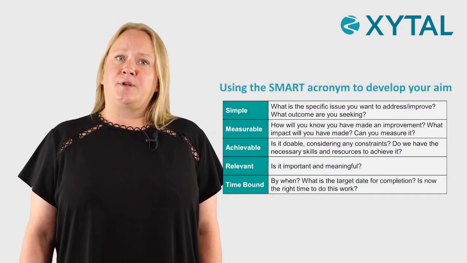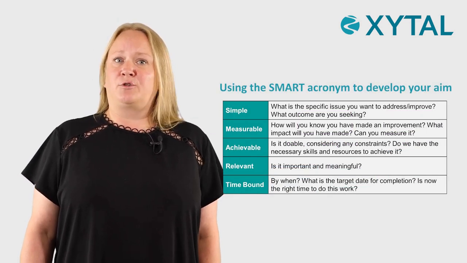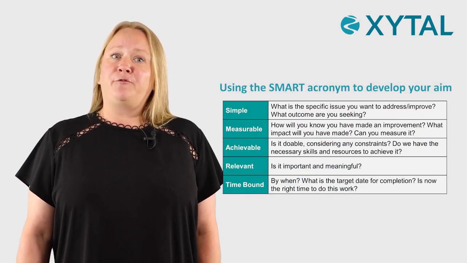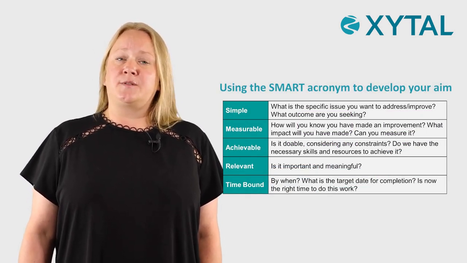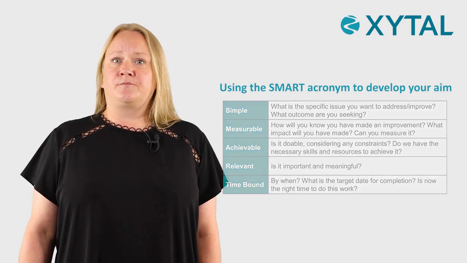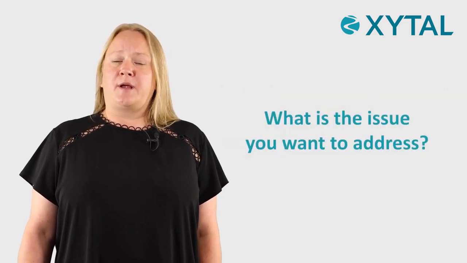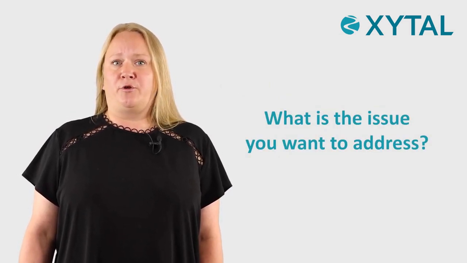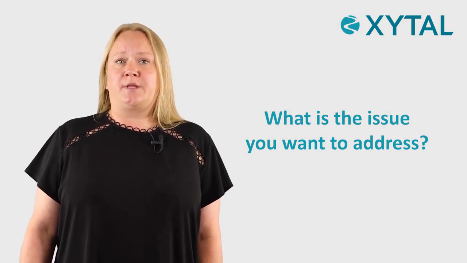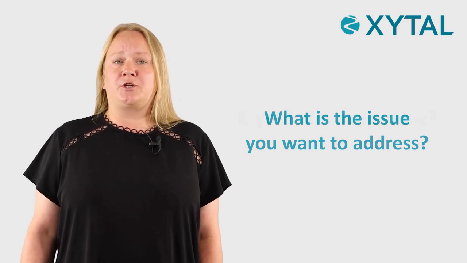Make sure your aim statement defines the characteristics of what good looks like. A helpful technique to achieve this is by using the SMART acronym approach. When you're thinking about your aim statement, make sure it is specific. What is the specific issue you want to address or improve? What outcome are you seeking? Who are we trying to support with the aim? And who is the target population?